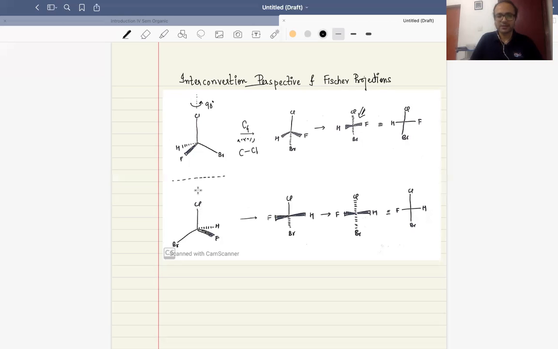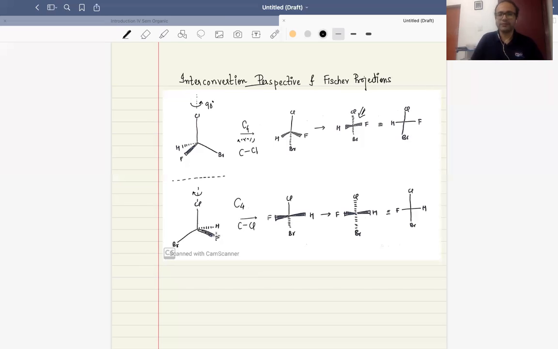rotate across this C-Cl bond by an angle of 90 degrees. Okay, so by an angle of 90 degrees means I'll perform a C4 operation across the C-Cl bond. So across the C-Cl bond, I'm going to perform a C4 operation. So when I perform a C4 operation and rotate this molecule like this across the C-Cl bond, this Br is now going to the back side.